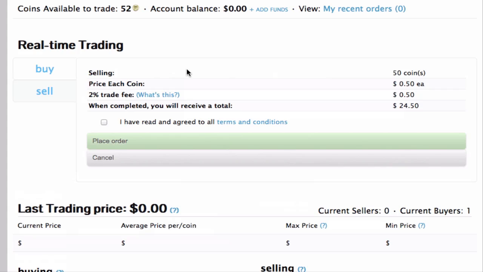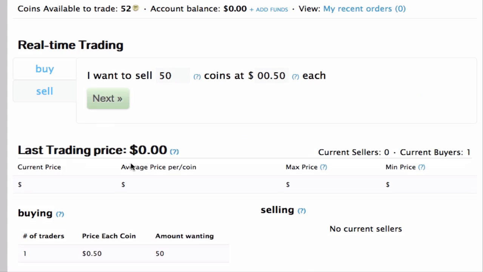There is a 2% trading fee which will help MyRepoSpace stay online, and it'll tell me when it's complete what total I will receive. So once the sale has been put through, I will receive $24.50. Now all I have to do is agree to the terms and conditions, which everyone should read, and click place order.